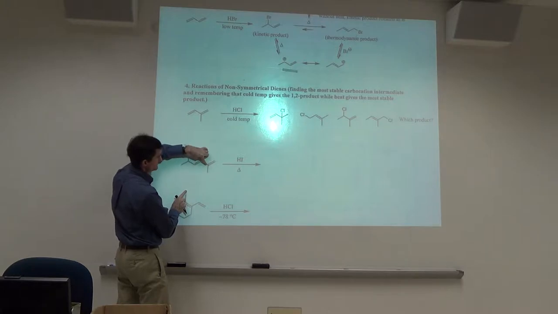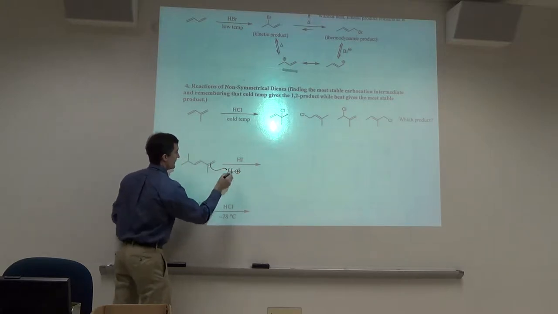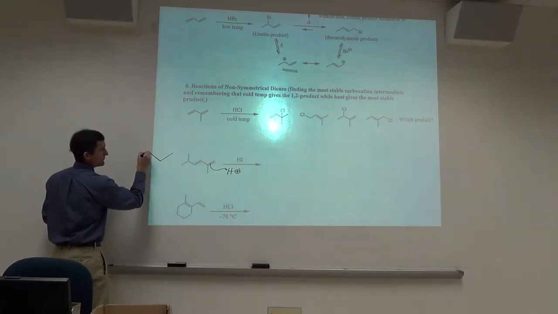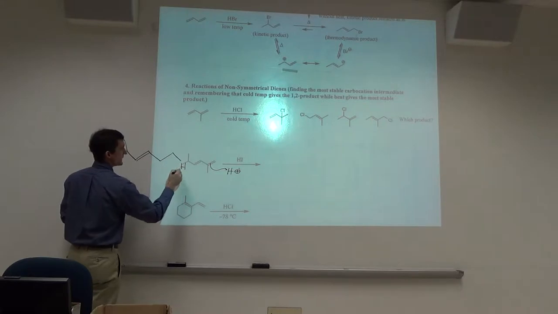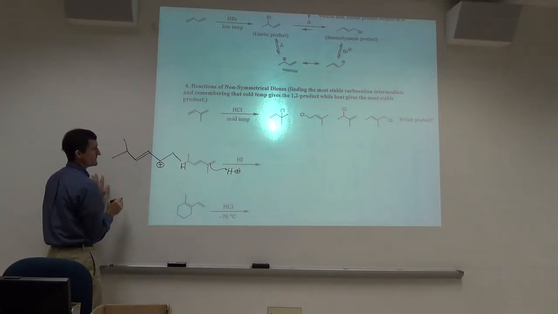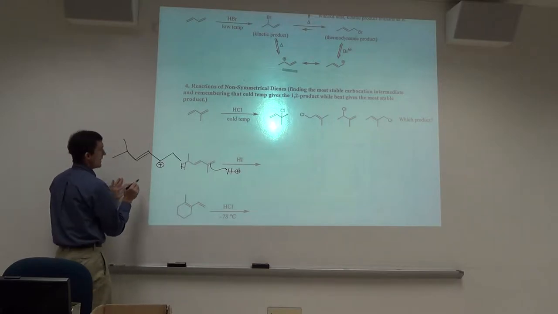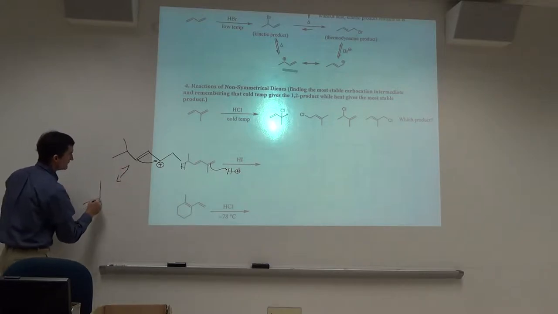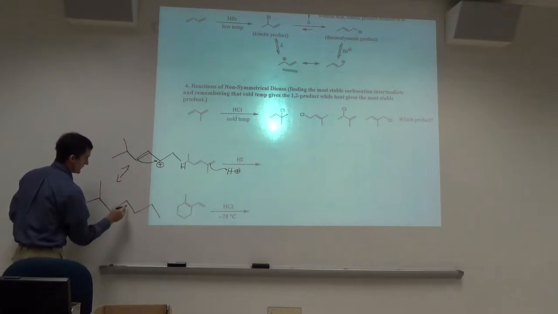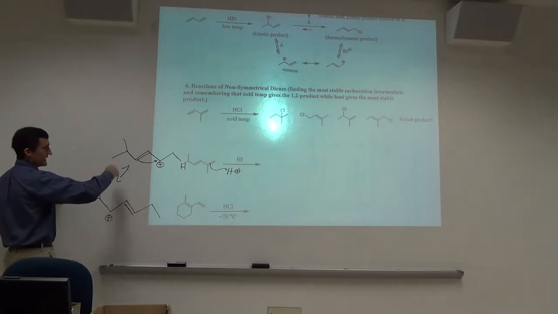Right or left? Left. H plus here, we get the new H there, plus there. We've been doing that for 6 weeks now. And then we would have resonance. Windshield wiper over. Resonance would give plus here. This is one cation.